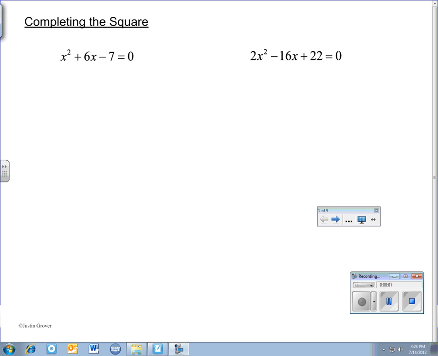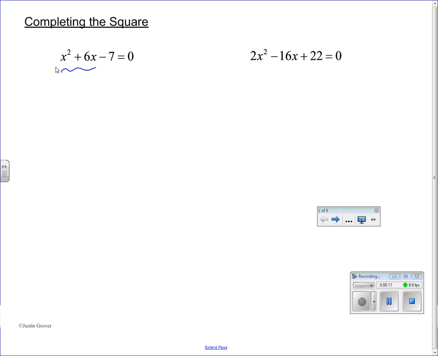Factoring by completing the square. What's unique about the completing the square method is it's the only factoring method where you don't want your expression equal to 0. It's set up where it's equal to 0 right now, x squared plus 6x minus 7 equals 0, but we actually want to change it where it's equal to the constant.